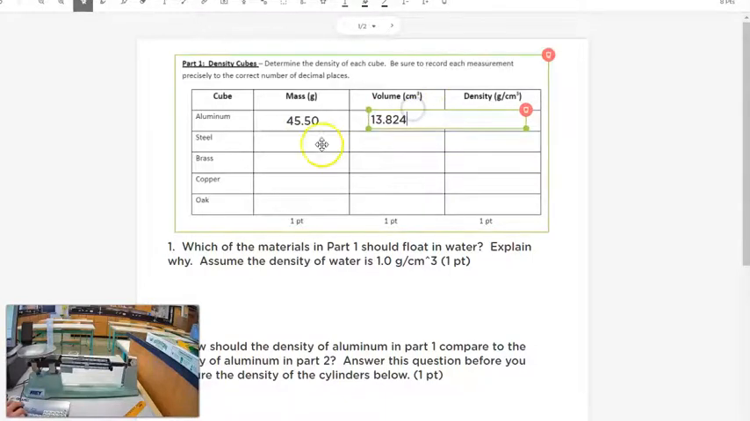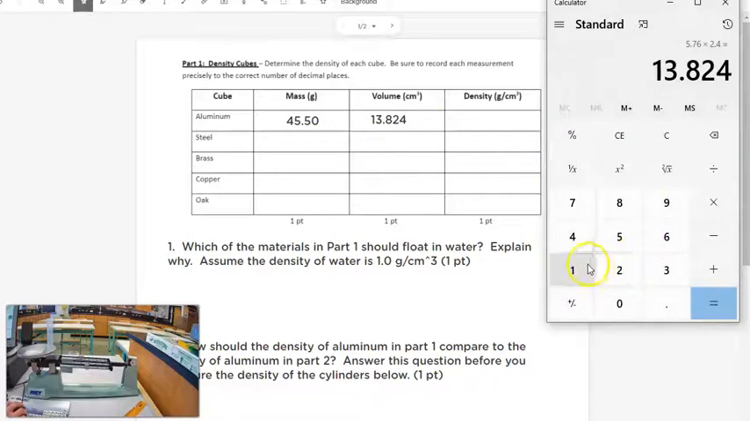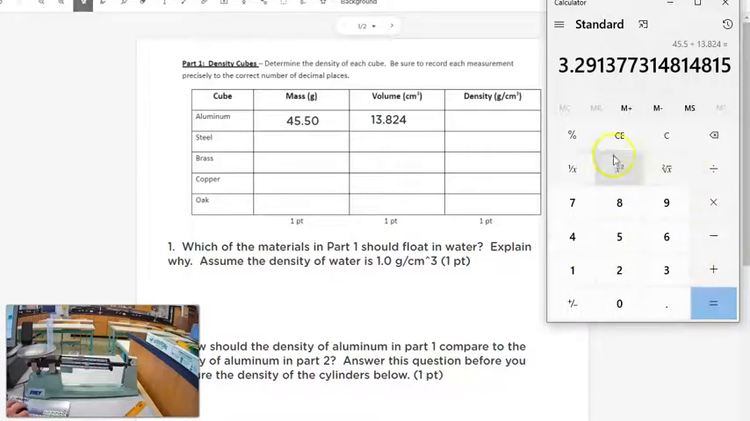The last thing that I need to do is divide mass divided by volume to calculate density. So I'm going to go ahead and do that as well. I'm left with 45.5 as mass divided by 13.824. Leaves me with a density I can round up here to 3.3 grams per centimeter cubed.